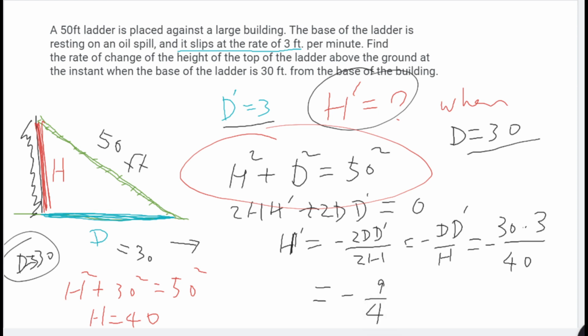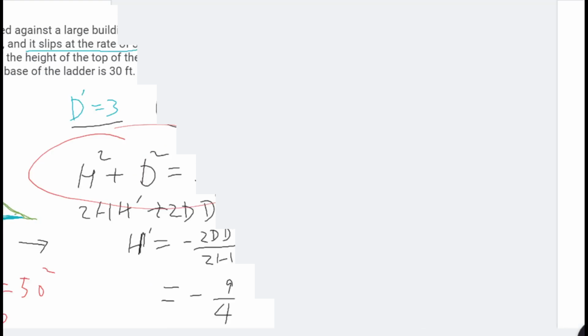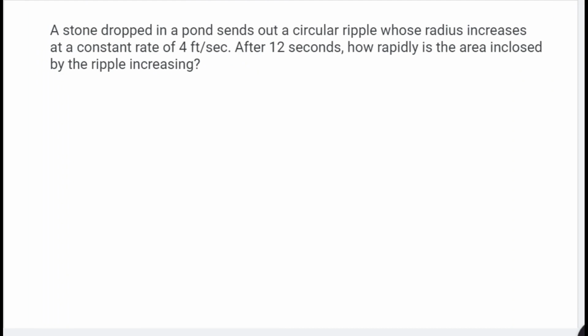3 times 3 is 9. The 0s cancel out. 9 over 4. It's negative. It makes sense. It's negative, so it's decreasing. This quantity, h, is decreasing. All right. Next, let's see a different situation.